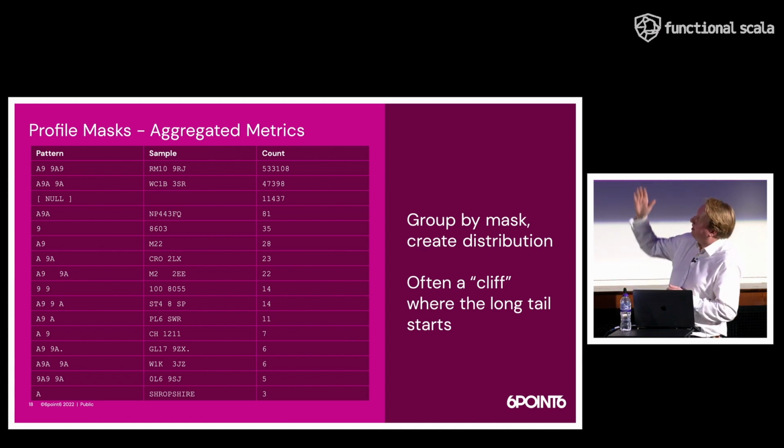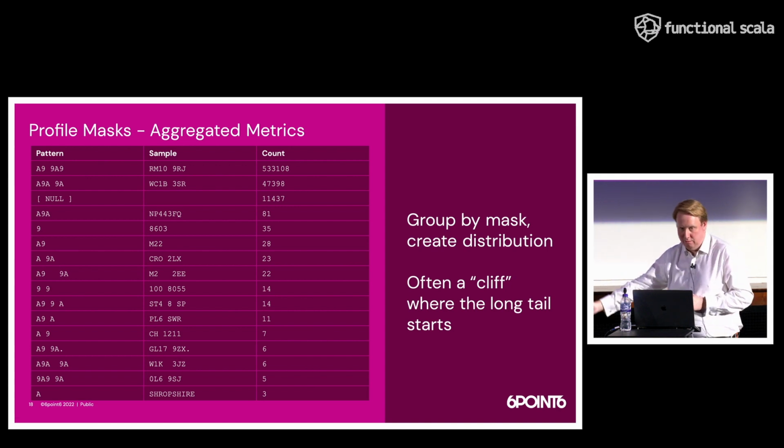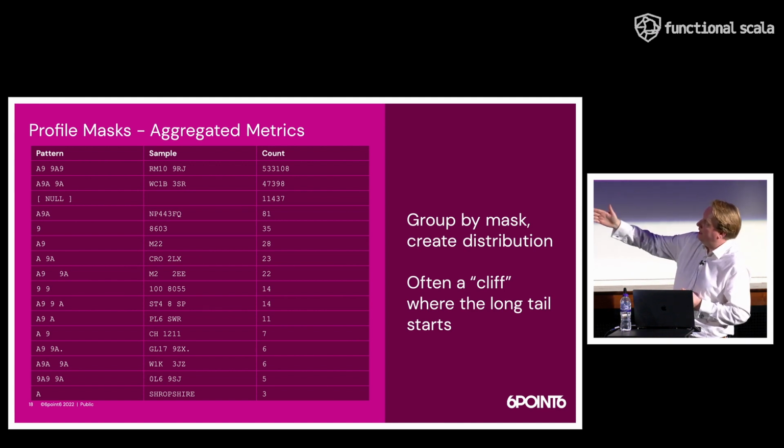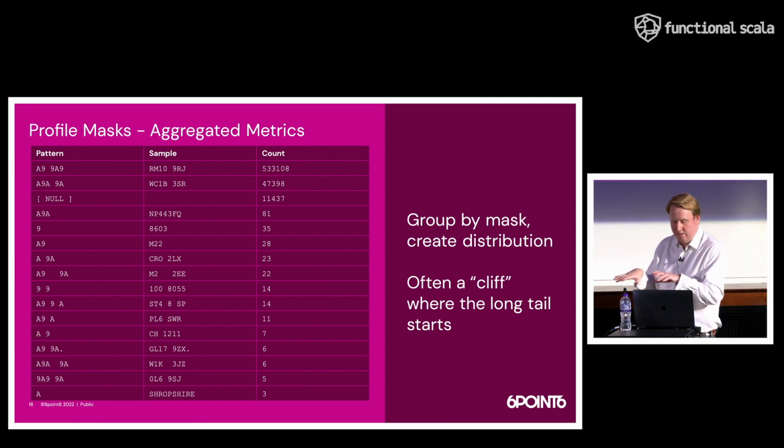And then there's almost a cliff point, right? Where this long tail of stuff that's probably wrong starts. And this allows you to start to see things that look weird. And then as the occurrence gets smaller, you start to see really weird bonkers stuff at the bottom, like Shropshire, which is a county, it's not a postcode, right?